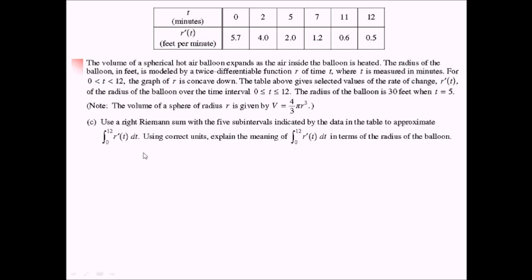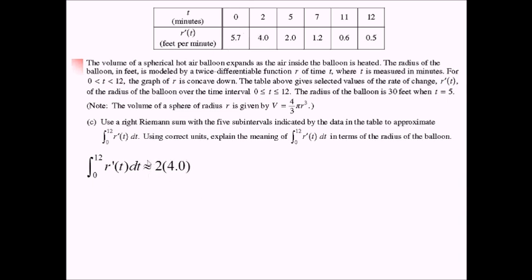All right, so let's find our integral first. Since we're doing RRAM, that means when we look at our table, we're going to take the right endpoint of each of these rectangles. So we can say the integral from 0 to 12 of r prime t dt is approximately equal to, and now we do our rectangles. We have a base of 2 times a height of 4, because this is RRAM. We're picking 4.0 instead of 5.7.